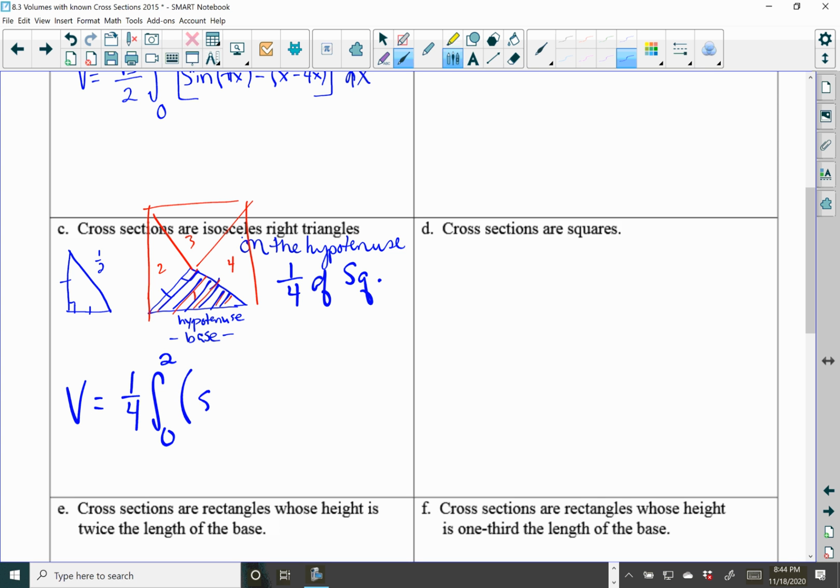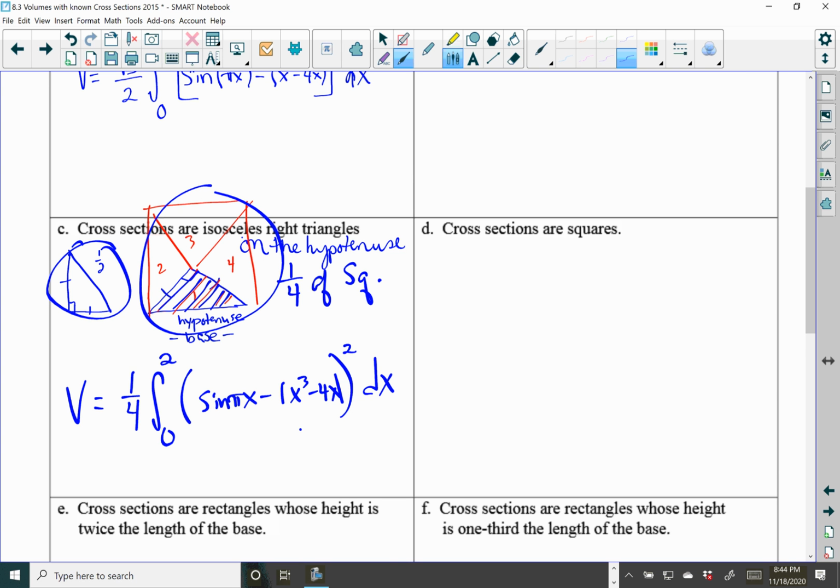Top function, sine pi x, minus parenthesis, x cubed minus 4x, quantity squared, dx. Wasn't so bad, was it? Maybe you'll remember these pictures to remember the fourth on this one, half on this one, because this one's half of a square.